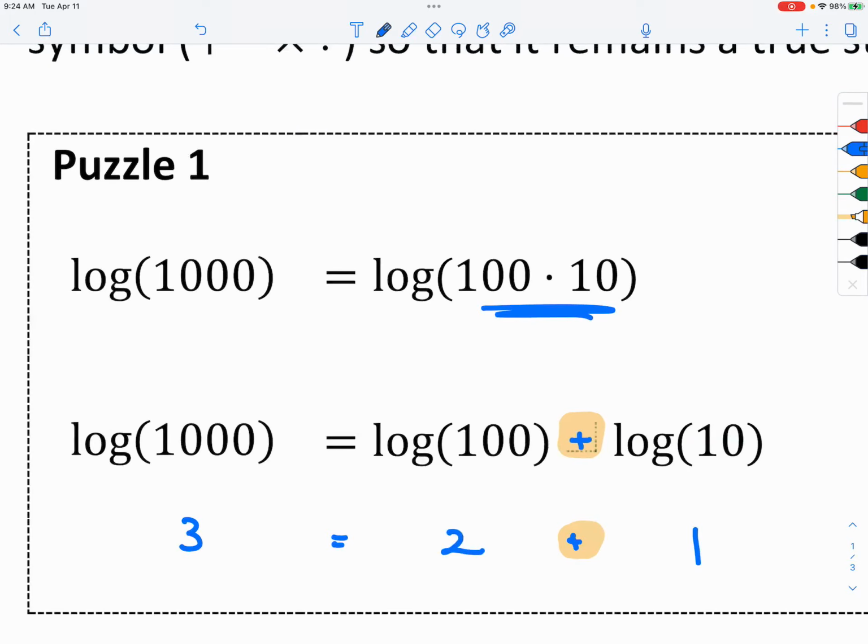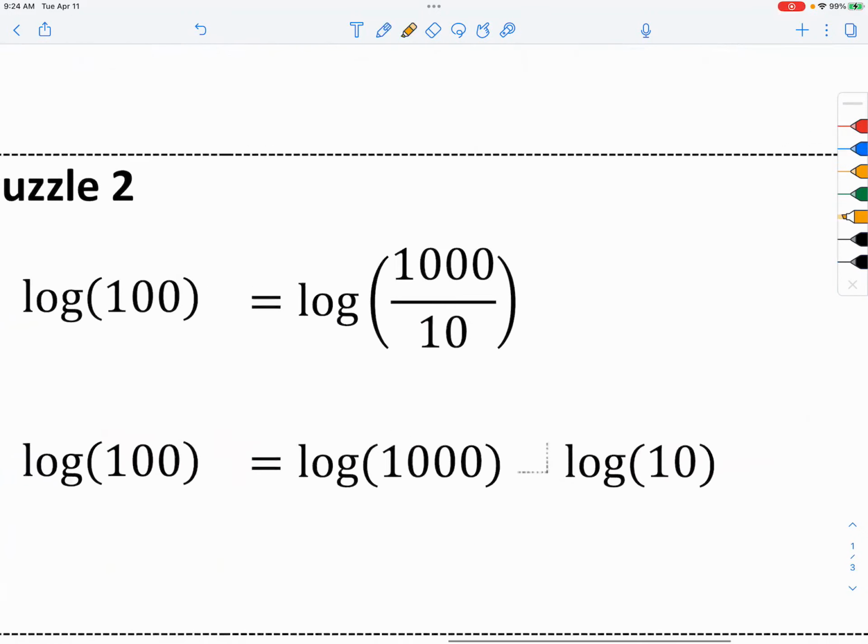Okay, because some people, when they see this, they were like, oh, see, there's a multiplication right here. So they would just think about multiplication. But I would say, well, look at the numbers. You know the numbers. Let's make sure that it becomes a true statement. And take a look at puzzle number 2 on the right.